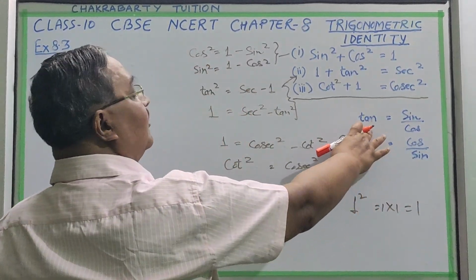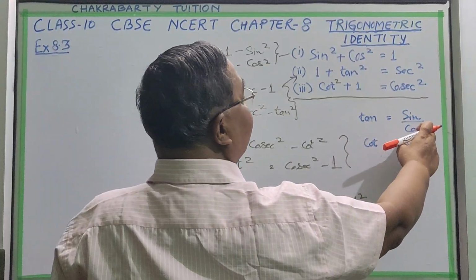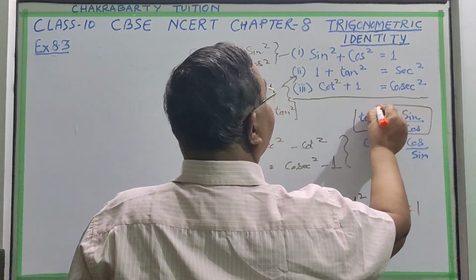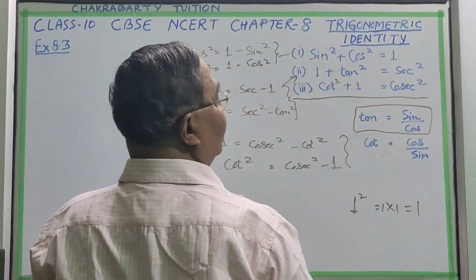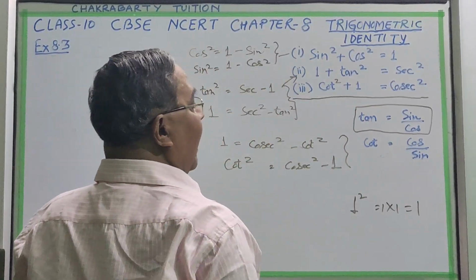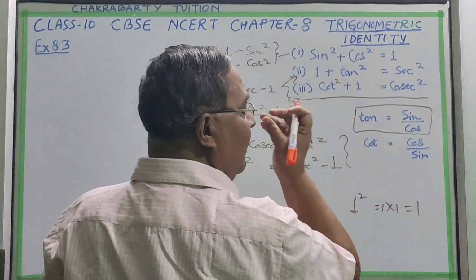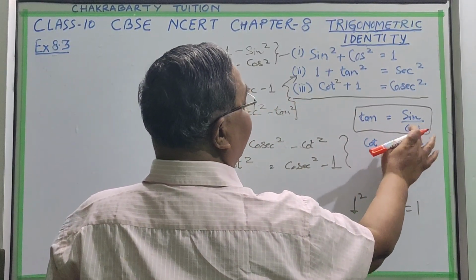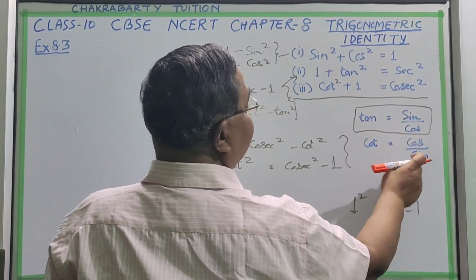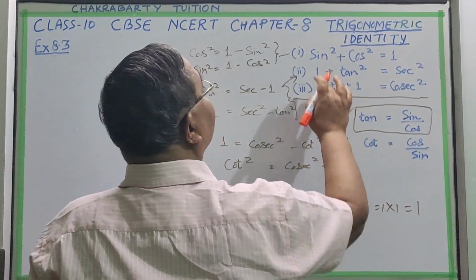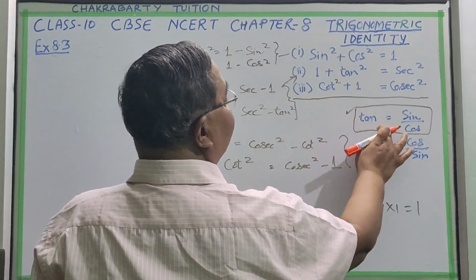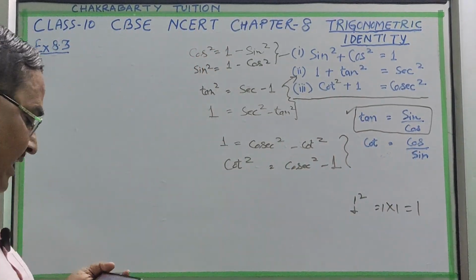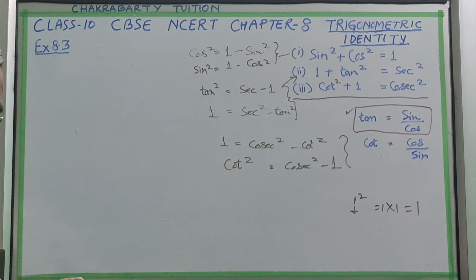Another thing, for tan, we will remember sin upon cos. Keep this in mind. In your course, these two are only required; others are also there, called other identities, but you don't require those. If tan equals sin upon cos, cot will be cos upon sin. This also you have to remember. So now we will go to question number 1.